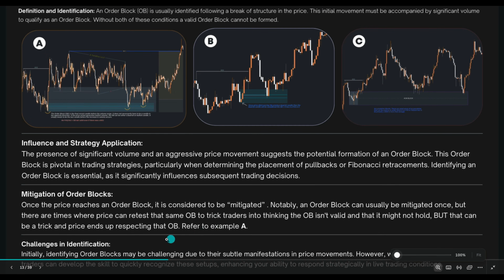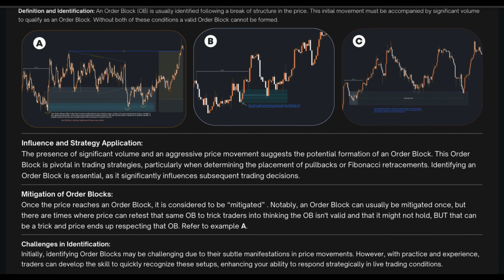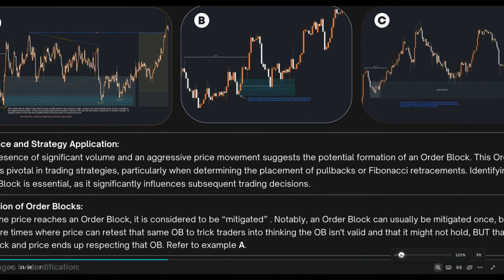Challenges and identification. Initially, identifying order blocks may be challenging due to their subtle manifestations in price movements. However, with practice and experience, traders can develop the skill to quickly recognize these setups, enhancing your ability to respond strategically in live trading conditions. So please, guys, practice really does make perfect, okay? And let me just go over these next two examples real quick.